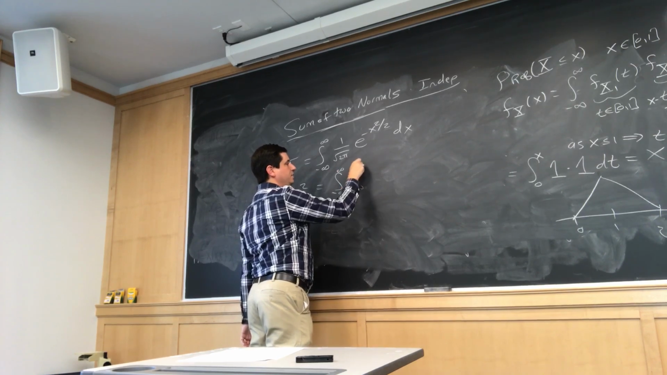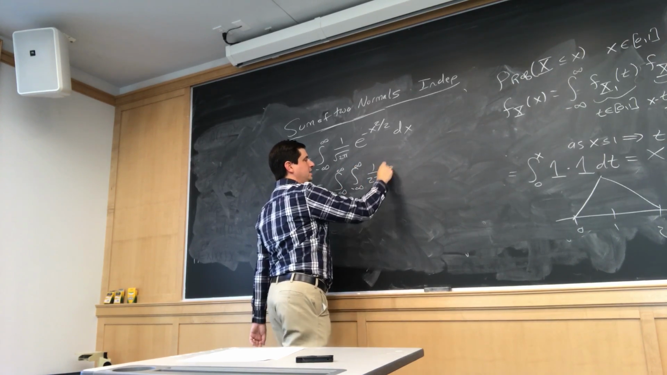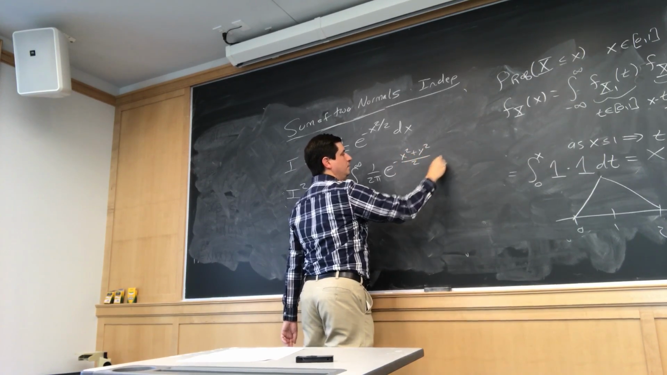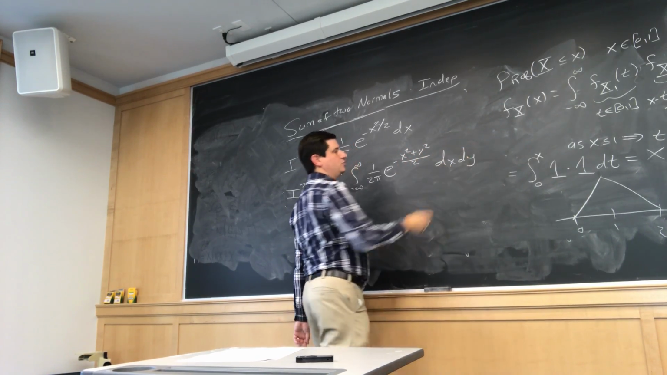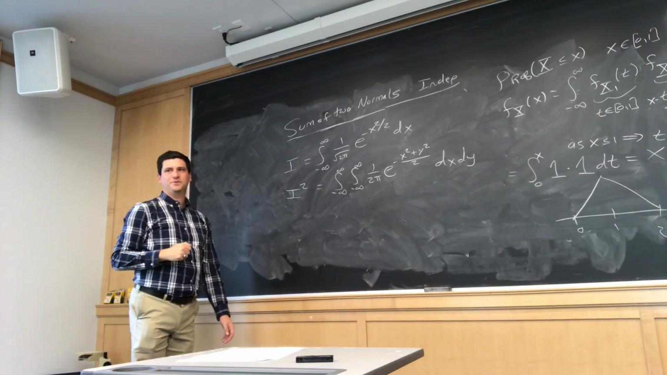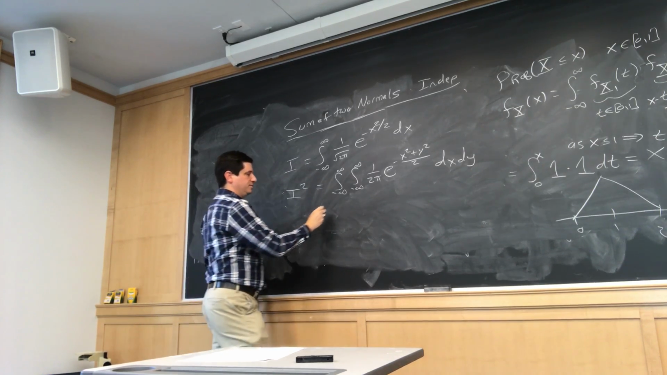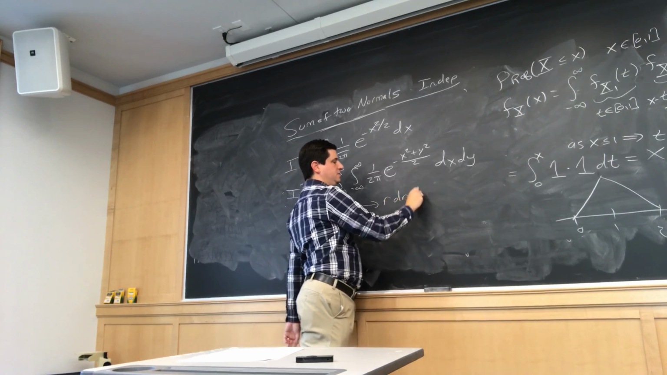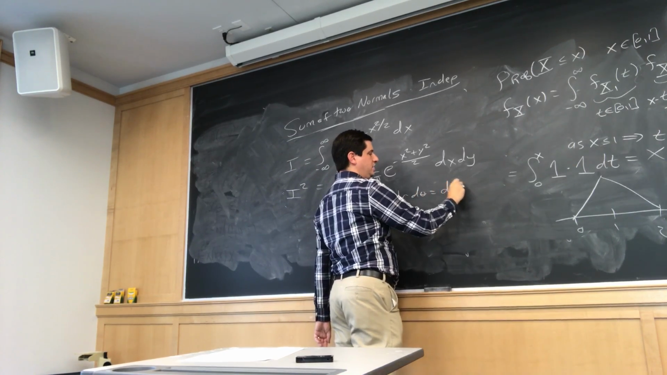Minus infinity to infinity, 1 over 2 pi e to the negative (x squared plus y squared) over 2 dx dy. So I've squared the integral and I've combined things. Now I do a change of variables. dx dy in polar goes to r dr d theta, or dr r d theta.